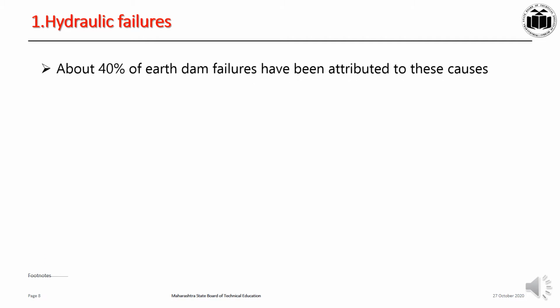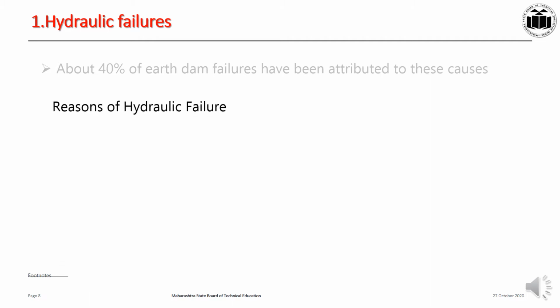About 40% of earthen dam failures have been attributed to hydraulic causes. Most of the failures of dams are because of hydraulic phenomena, about 40% of earthen dam failures. Now see the reasons behind hydraulic failure. First, overtopping. The overtopping of a dam may be caused by insufficient capacity of the spillway and insufficient freeboard. If there is insufficient spillway capacity and freeboard, then there is a hydraulic failure by overtopping.